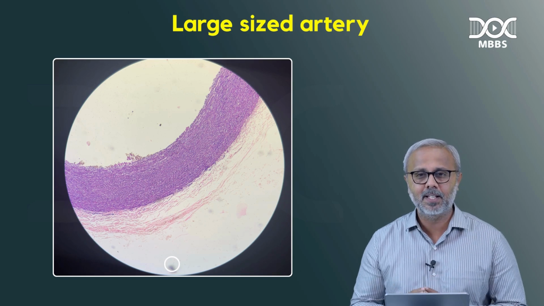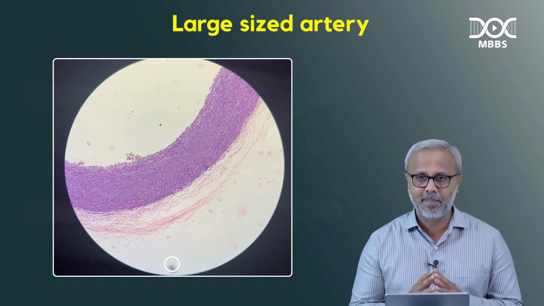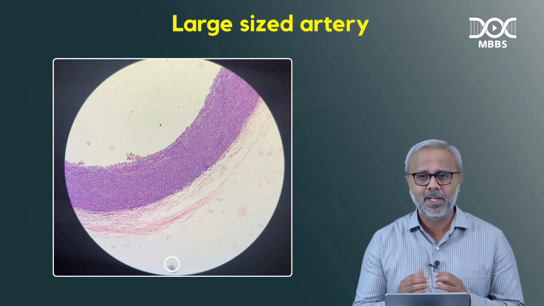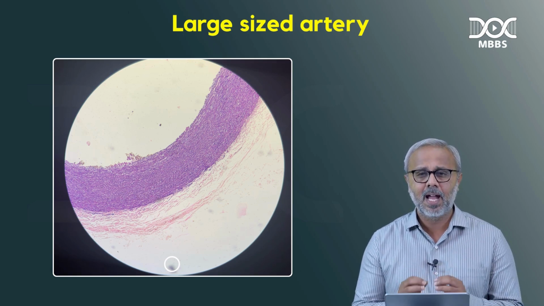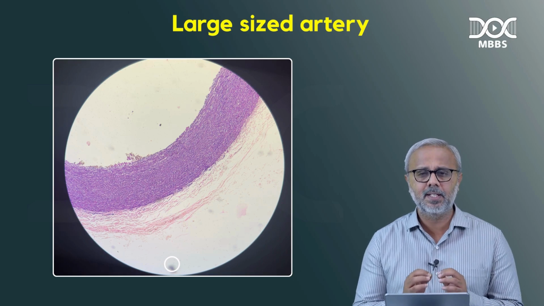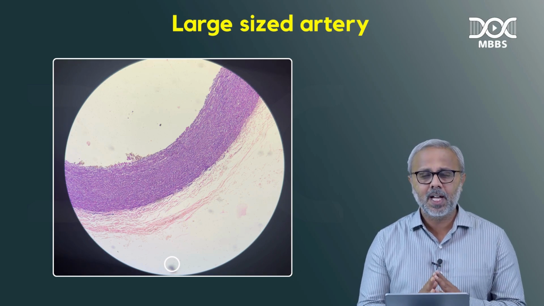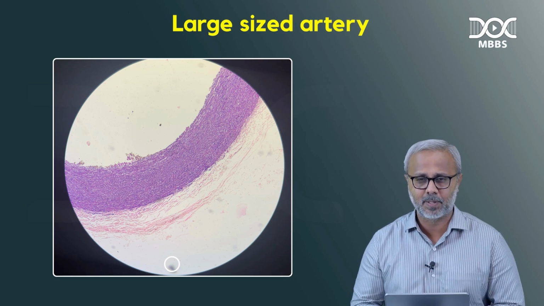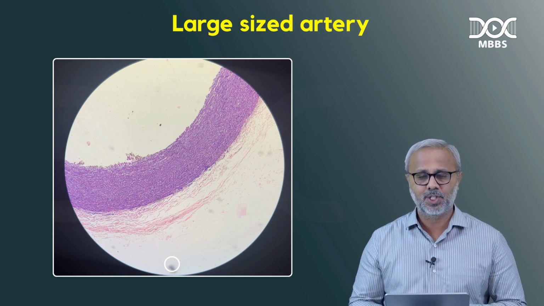Then you can briefly describe tunica intima. It is made up of a lining epithelium formed by endothelium, subendothelial connective tissue and an inconspicuous internal elastic lamina. Tunica adventitia is thin and contains nervi vasorum and vasa vasorum. These are the identification points.